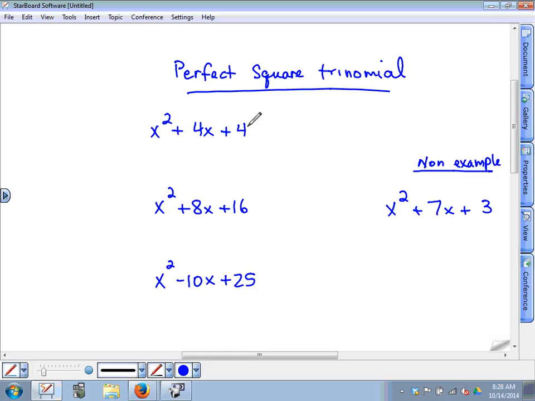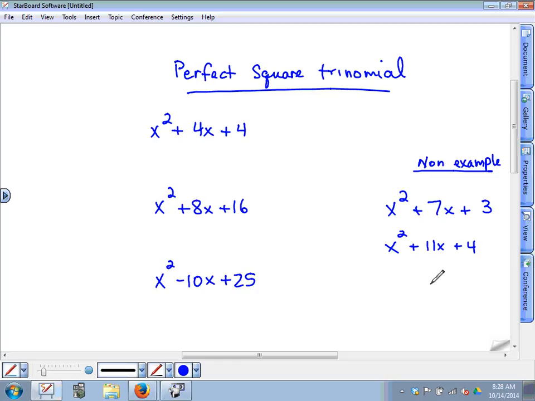Just because it has a perfect square at the end doesn't necessarily mean it's a perfect square trinomial. Like this one here, x squared plus 11x plus 4. This one's a non-example. Even though it has a perfect square as a constant, it's still not a perfect square trinomial. Here's why. 16, for example, is 4 times 4, right?